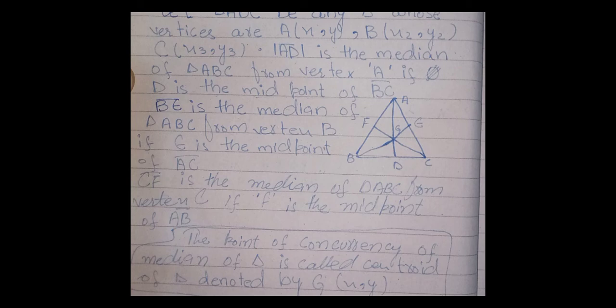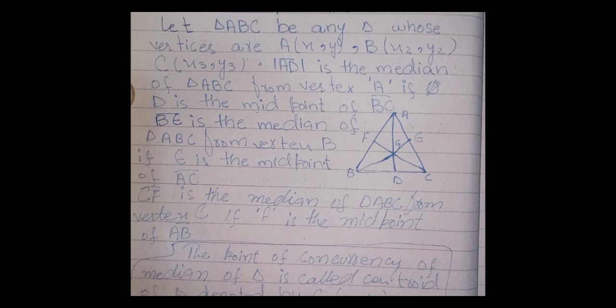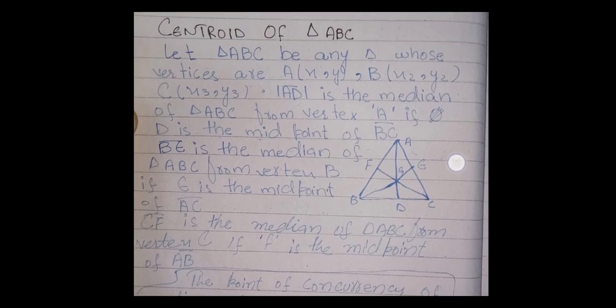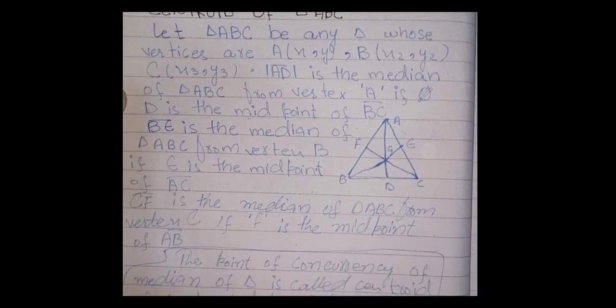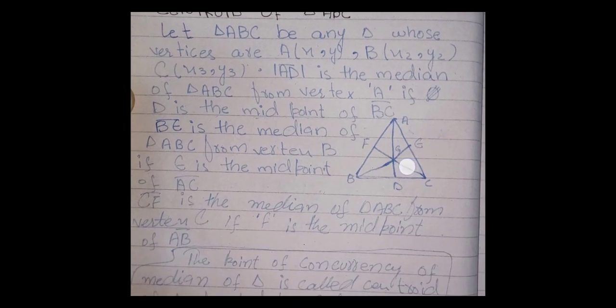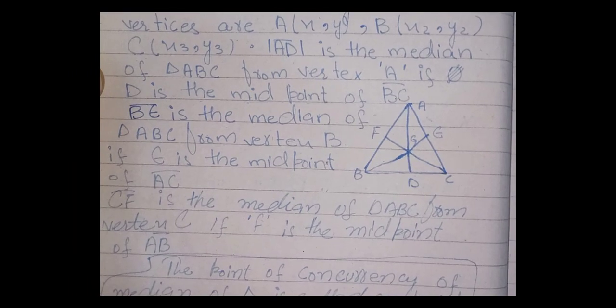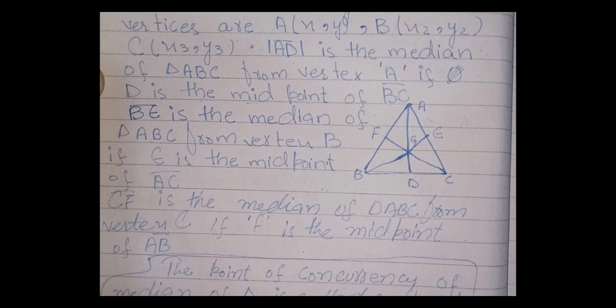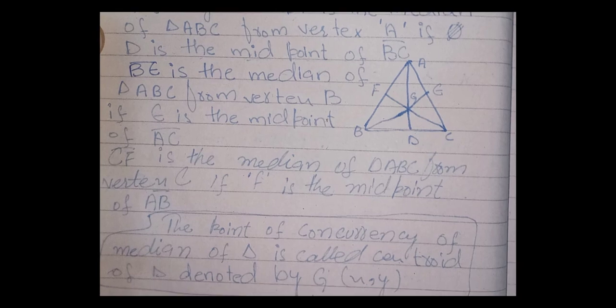If we draw medians from B, C and A, and these three medians intersect or are concurrent at a point, that point is called the centroid of a triangle. We take the word centroid from center. The centroid of a triangle is the center of the triangle, and this is the process of how we draw it. But don't worry about it, you don't have to draw it, you just assume it.